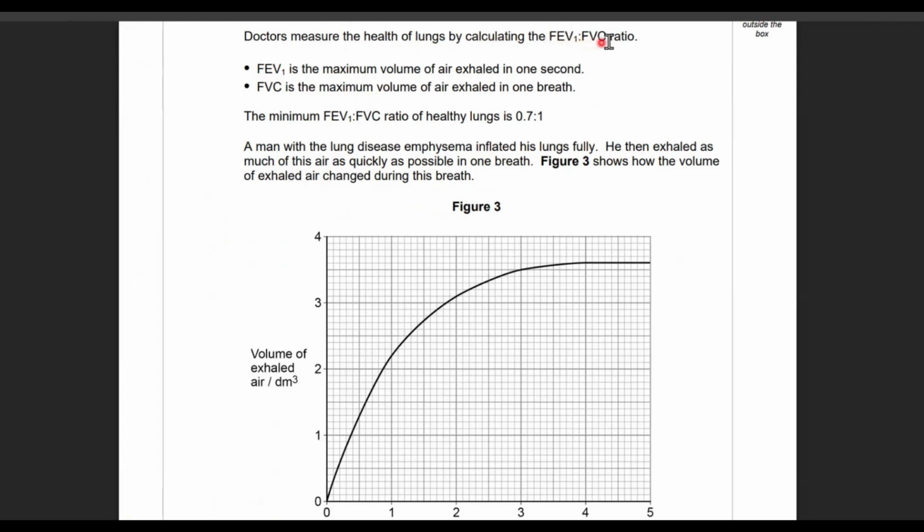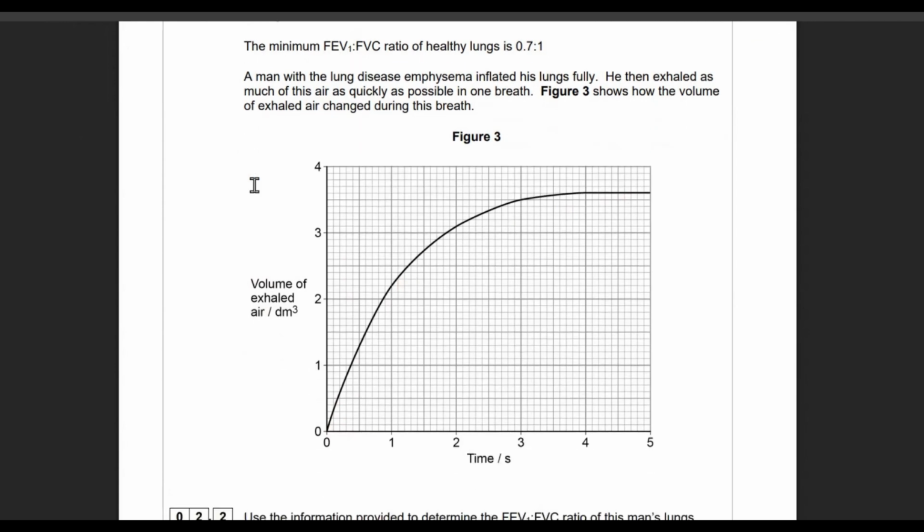Okay, doctors measure the health of lungs by calculating the FEV1 to FVC ratio. FEV1 is the maximum volume of air exhaled in 1 second. FVC is the maximum volume of air exhaled in one breath. The minimum FEV1 to FVC ratio of healthy lungs is 0.7 to 1. A man with a lung disease, emphysema, inflated his lungs fully and then he exhaled as much air as quickly as possible in one breath. Figure 3 shows how the volume of exhaled air changed during his breath.